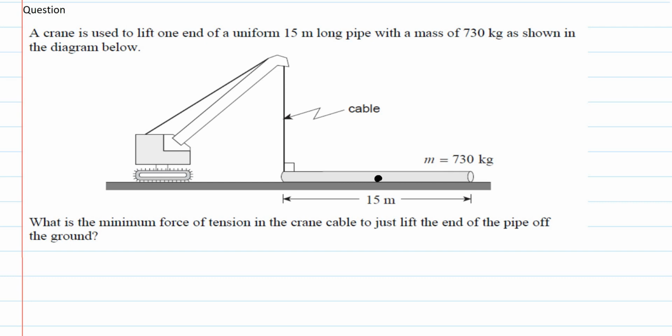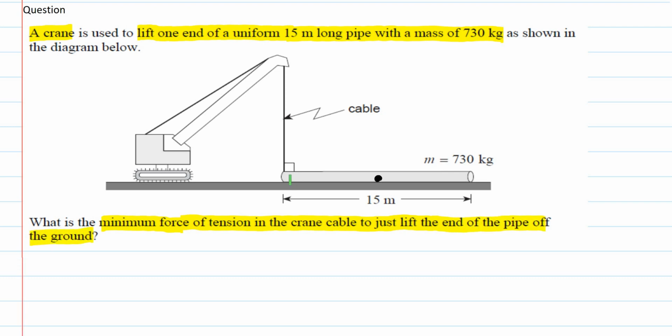Let's take a look at one more calculation problem to finish this homework video guide. For this problem, we have a crane that's used to lift one end of a uniform 50-meter long pipe with a mass of 730 kilograms, as shown in the diagram below. We want to find the minimum force of tension in the crane cable to just lift the end of the pipe off the ground.